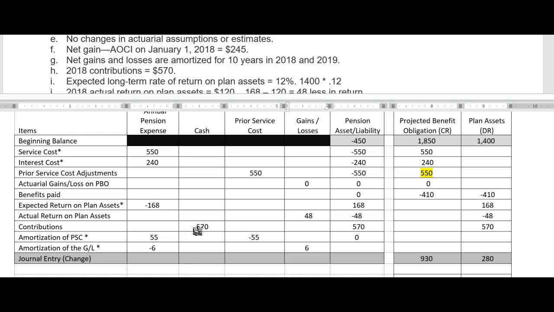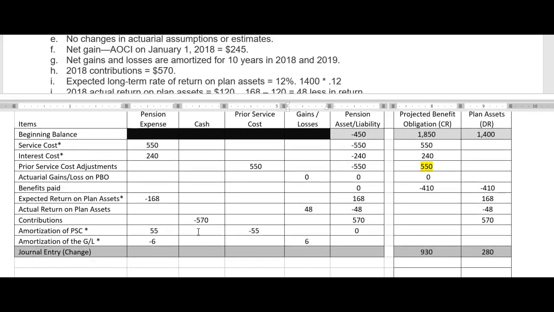Now, I know that's a lot of moving pieces, but we've talked about all the components now. So we should be able to add everything up in our worksheet here and come up with a nice, neat journal entry. So if we take the 550, the 240 minus 168, the 55 minus the 6, we should get 671 as a debit to pension expense. So that's going to be a total debit there to pension expense. Then our cash, we've got a negative 570.